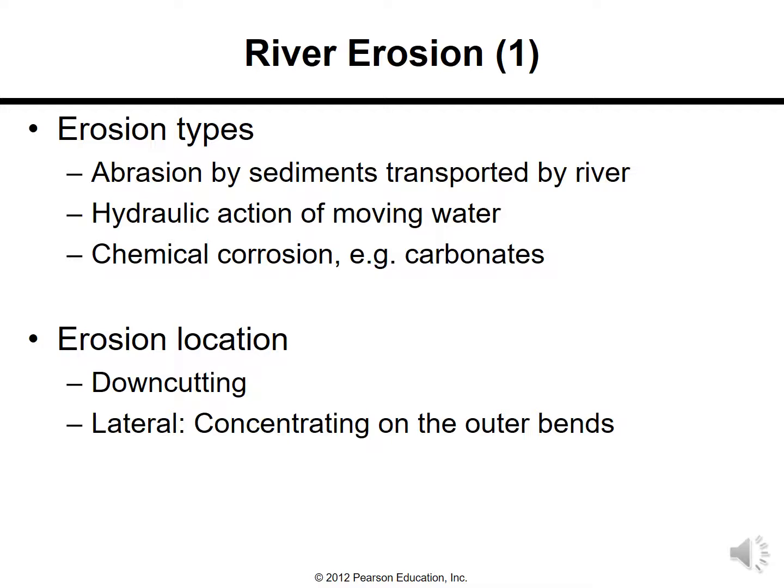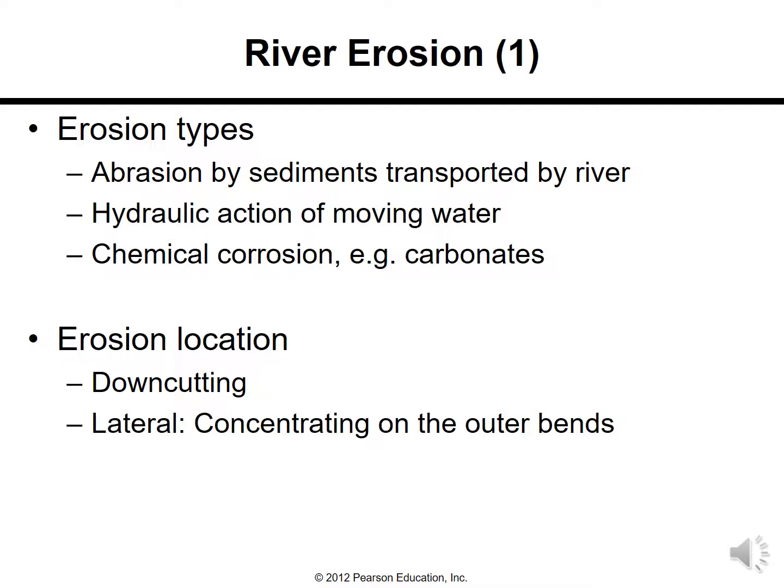Erosion is one of the most important of Earth's external processes. There are three major Earth's external processes: weathering, erosion, and mass wasting. Erosion is basically the movement of sediments from one place to another. In this case, the movement of sediments from one place to another by water.